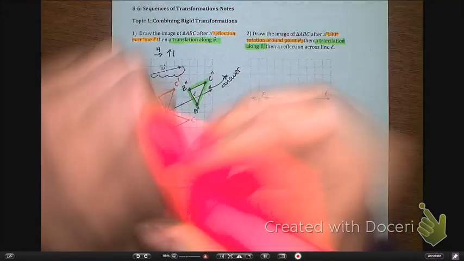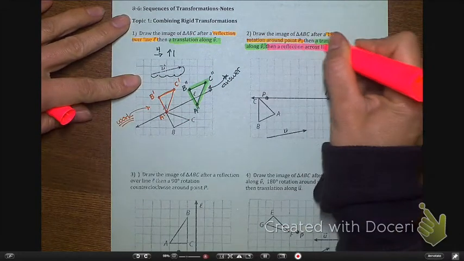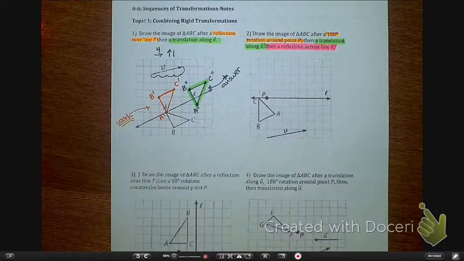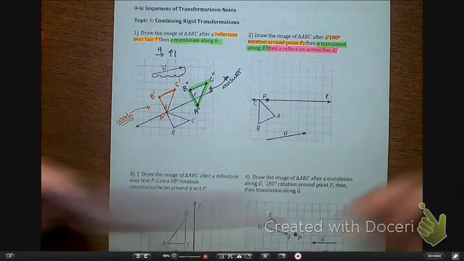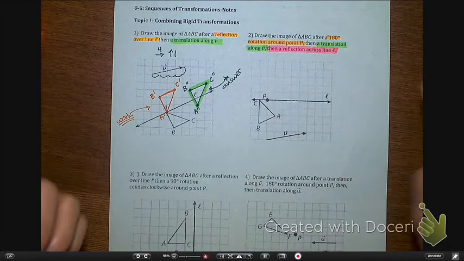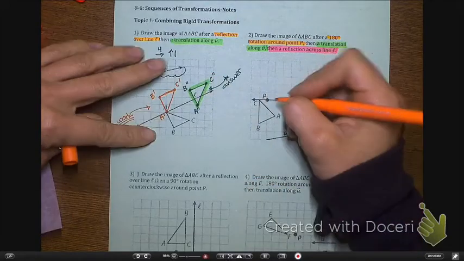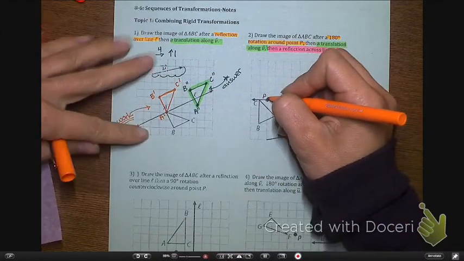And then a reflection across line L. Okay, lots of things to do in this one, right? Okay, so let's start out by doing the rotation, because that's what it told me first. You guys have been practicing rotating on the origin. Today we're going to rotate around a particular point, because the origin is also a point, but this point is a different point. It's not the origin.